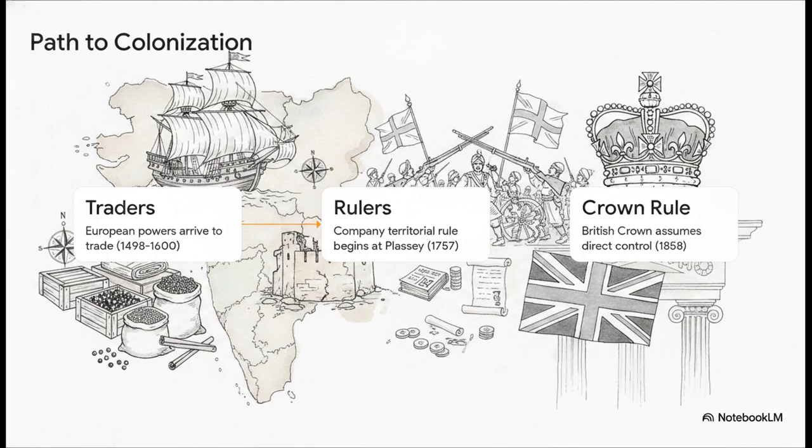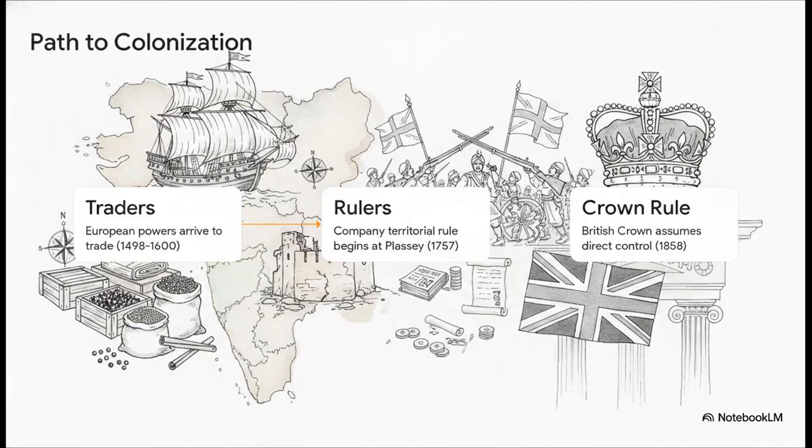Step 1, they arrive as traders. Vasco da Gama reached Calicut in 1498, and the British East India Company got its charter in 1600, setting up trading posts. Step 2, they become territorial rulers. The huge turning point here is 1757 at the Battle of Plassey. The company won, started ruling directly, and systematically reshaped India's revenue and legal systems entirely to suit British interests.